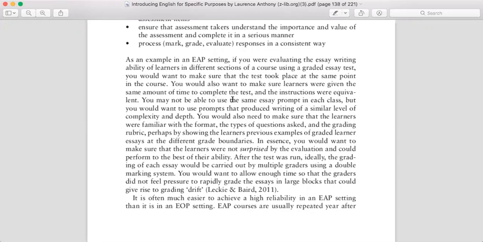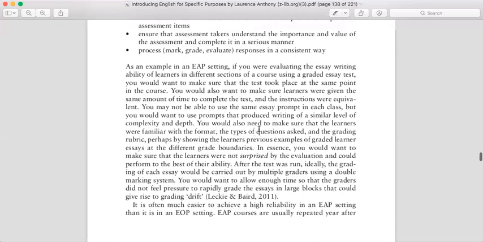You would also want to make sure learners were given the same amount of time to complete the test and the instructions were equivalent. You may not be able to use the same essay prompts in each class, but you would want to use prompts that produce writing of a similar level or complexity and depth. This is what I was telling you, that this reliability does not mean that you give exactly the same test paper to the other students. Okay, but the level and the complexity of the paper should be very, very similar, right?